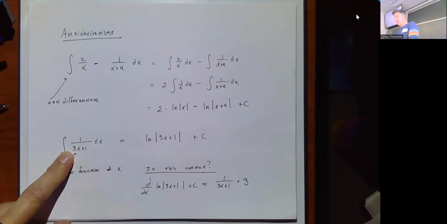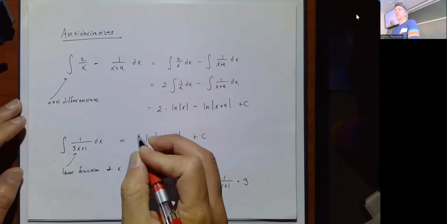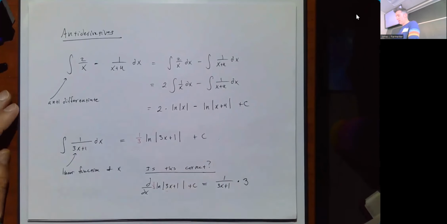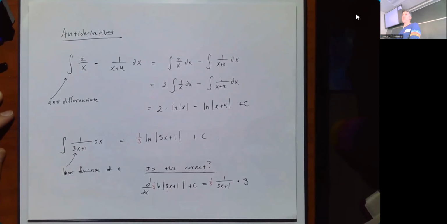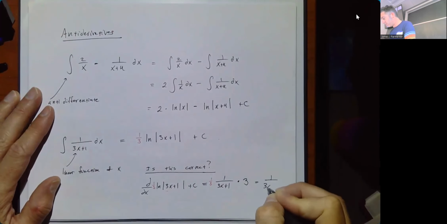So I really need a 1/3. So that when I take the derivative of 1/3 times the natural log of the absolute value of 3x plus 1 plus c, I get 1/3 times 1 over 3x plus 1 times 3. And then the 1/3 and the 3 multiply to 1, and you just get 1 over 3x plus 1.